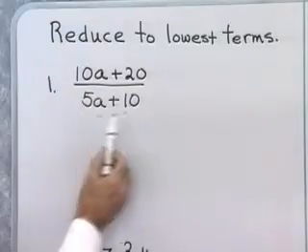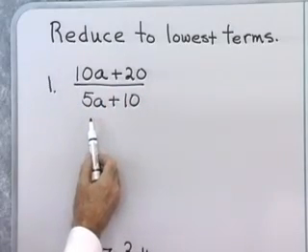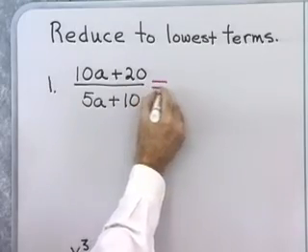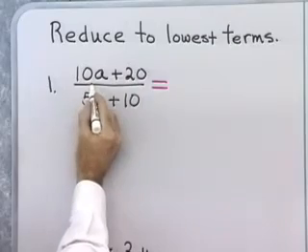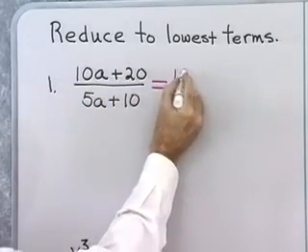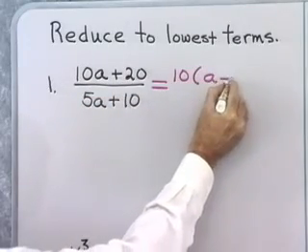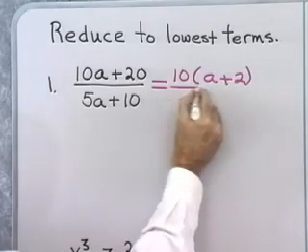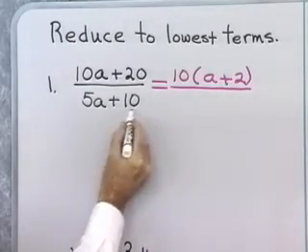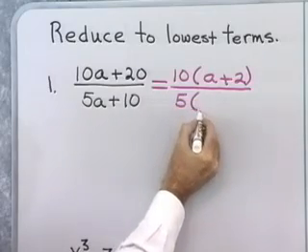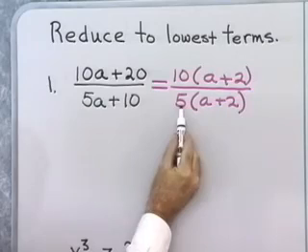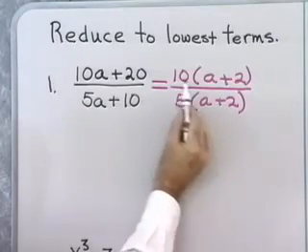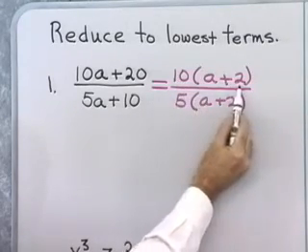I want to reduce to lowest terms, and I have this rational expression right here. I reduce this to lowest terms in the same way I would reduce a fraction to lowest terms, and that is by first factoring the numerator and denominator completely. I see that this numerator has a 10 common to each term, so I'll factor it out and write down what's left, a plus 2. The denominator has a 5 common to each term. I'll factor it out and write down what's left, a plus 2. So my factors in the denominator are 5 and a plus 2. In the numerator, I have a factor of 10 and a plus 2.